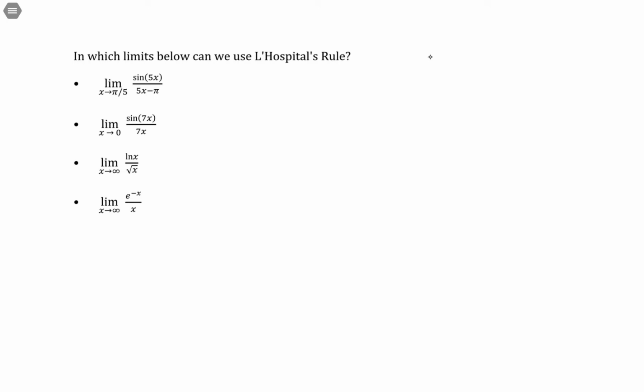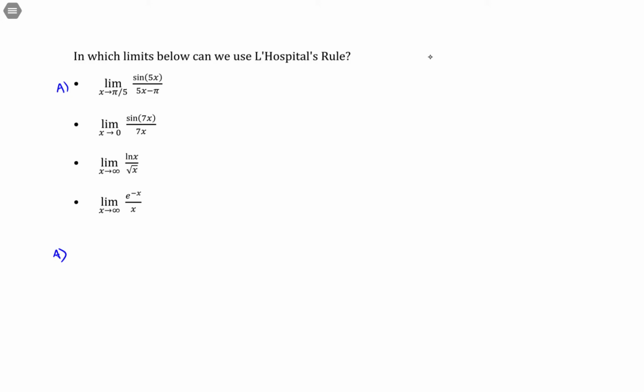You have other types of indeterminate forms that could apply as well, but you rewrite those other indeterminate forms as these main two. So let's just check and see if any of these result in those. The limit as x goes to pi over 5 of sine 5x over 5x minus pi. So let's see what happens. We'll call this a. I'm going to come down here and do some work.